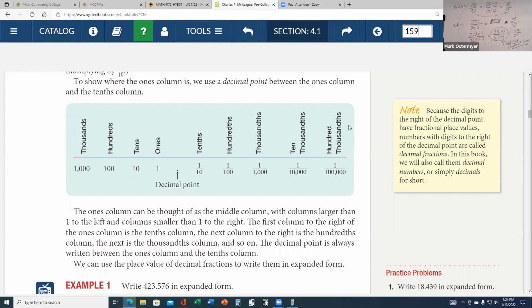What do you think would be the next smaller denomination after the 100,000ths place? What would be your guess? After the 100,000ths place, 1 million. Yeah, the 1 millionths place, and then the 10 millionths, and then the 100 millionths, correct? And then the 1 billionths, the 10 billionths, the 100 billionths, the 1 trillionths, the 10 trillionths, the 100 trillionths. Does that make sense there?